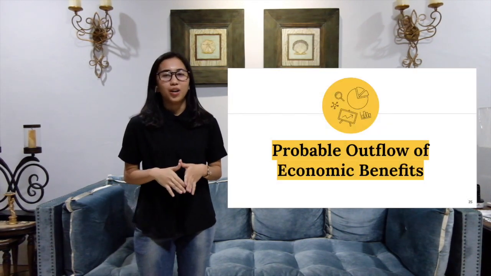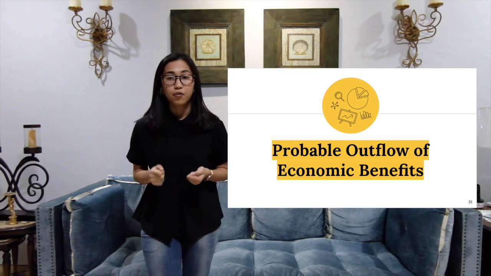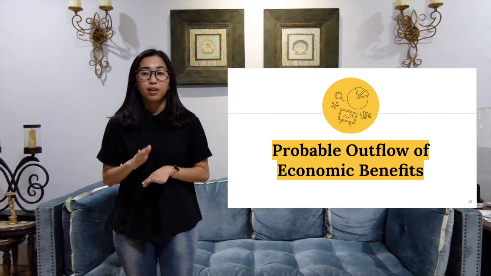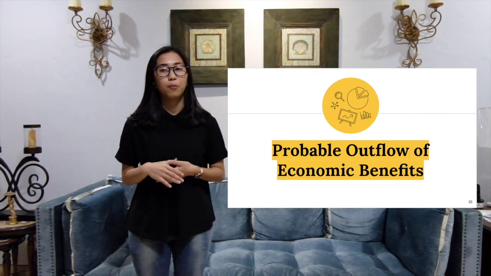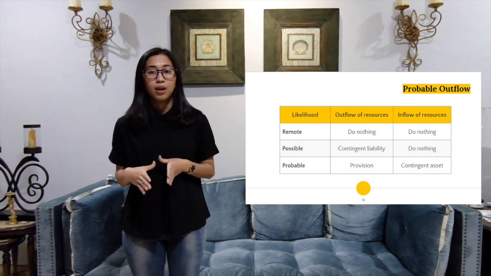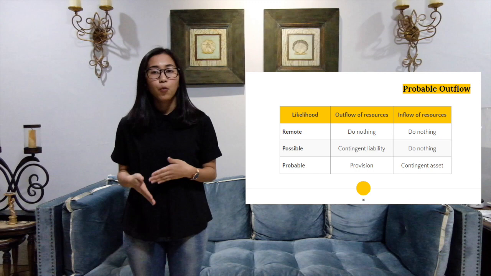For example, the cost of restoring environmental damage must be paid for, resulting in an outflow of resources to complete the obligation, regardless of the entity's actions in the future. The second criterion required is that there needs to be a probable outflow of economic resources. There is no specific list of what percentage likelihood is required for an outflow to be probable. A probable outflow simply means that it is more likely than not that the entity will have to pay money out.